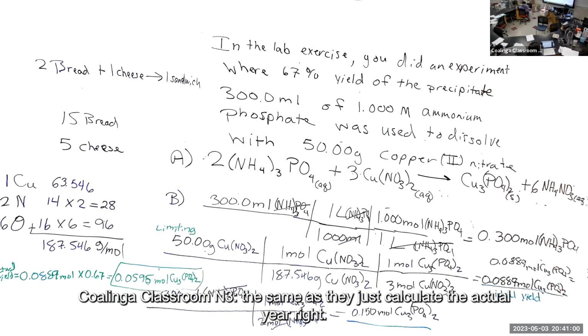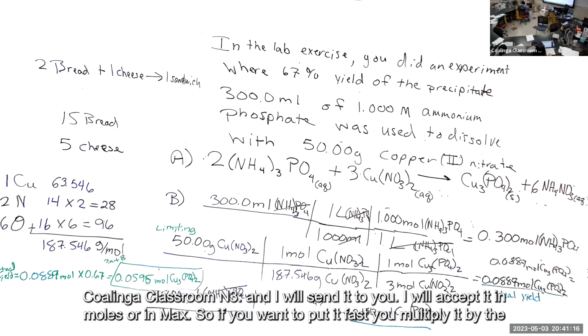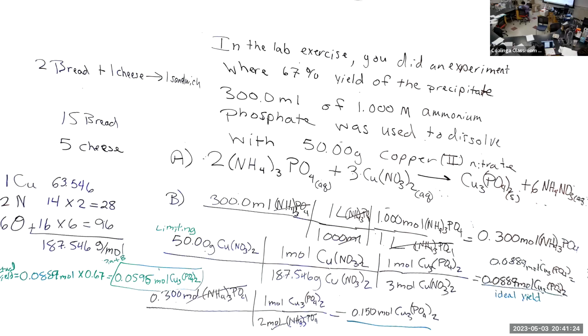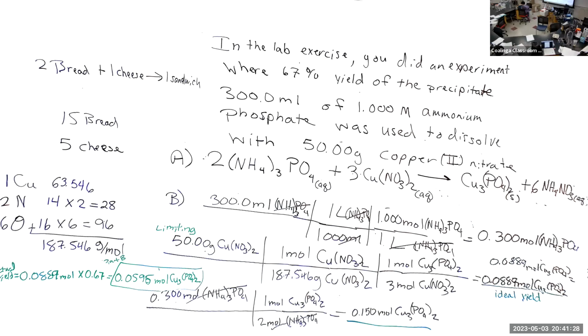Does it say mass? It just says calculate the actual yield, right? That's part B. I'll accept it since I didn't tell you. I'll accept it in moles or in mass. If you want to put it in mass, you multiply it by the molar mass. Okay, any questions so far?